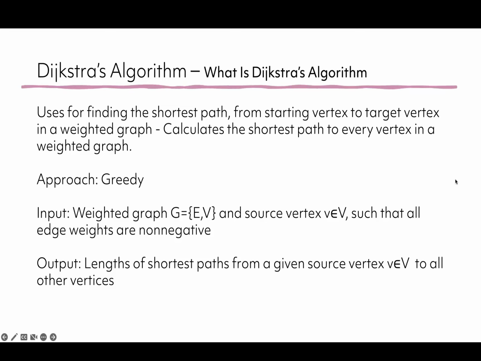The input is a weighted graph with edges and vertices, and the source vertex, such that all edge weights are non-negative. The output is the length of the shortest path from a given source vertex to all other vertices.